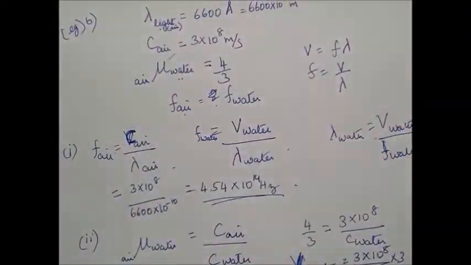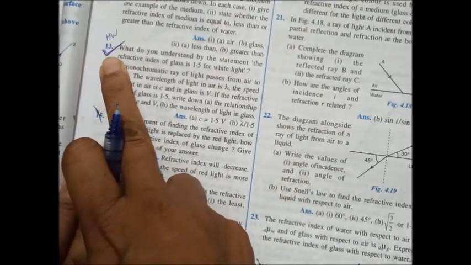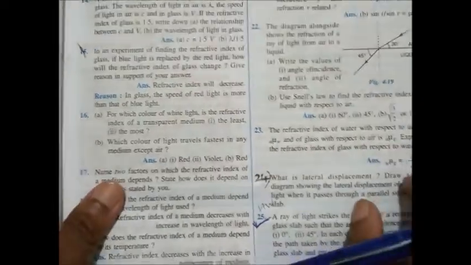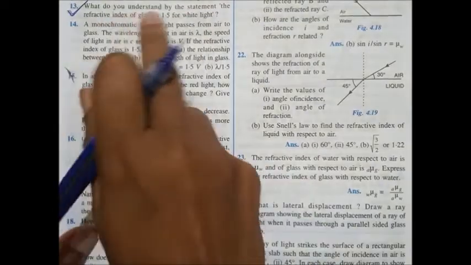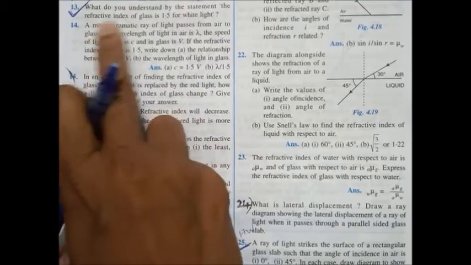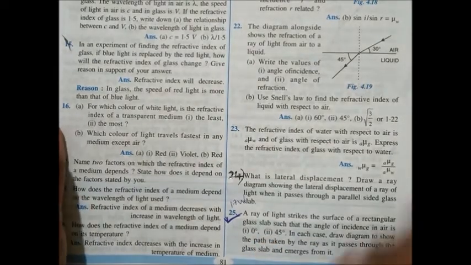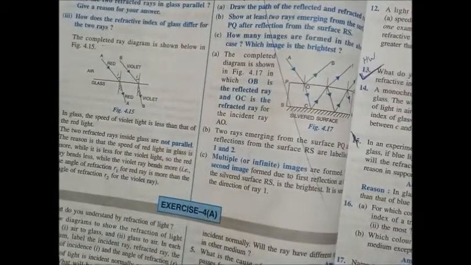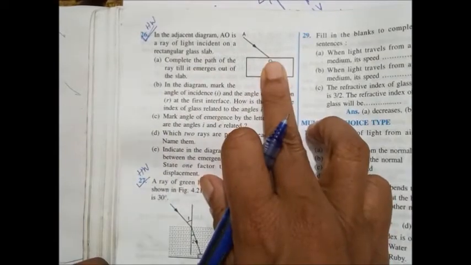For today's homework, I want you to try question number 13, question number 25. Listen carefully. Same thing. The answer is there. For something else, you can just use the same concept. What do you understand by the statement refractive index of glass is 1.5? This is based on the rectangular glass slab. The diagram for the rectangular glass slab. So 25, 26. This is also based on the rectangular glass slab.